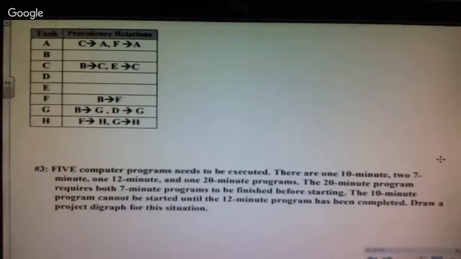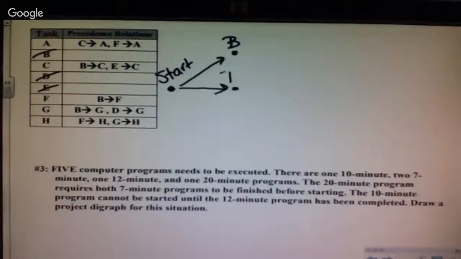Okay, let's just do this top one, and then I'm going to let you guys work on your homework, work on your projects, whatever you need to do. So again, I must have a start. This time my start leads to what? B, D, and E. B goes to D, and it goes to E.